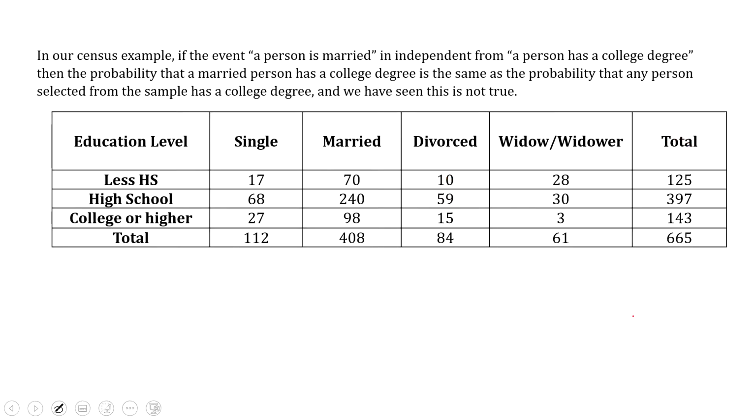So if we look at our married person as independent from a person who has a college degree, if they were independent, then the probability is going to be the same. And if we look at it, the event a person is married is independent from a person having a college degree? The probability of a person having a college degree is 143 over 665. The probability of somebody being married is 408 over 665. So you can see right there, the probabilities are different. If they were the same, the probability of having a college degree with a married person would be similar to what 408 over 665 works out as a percentage. But because our fractions are different, our probabilities are going to be different. So these are associated events, they're not independent.